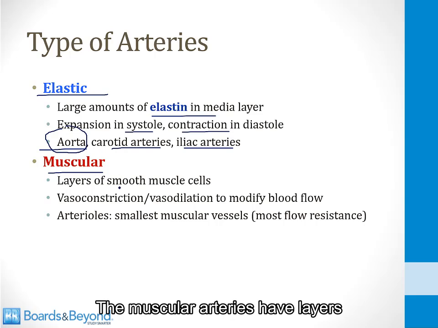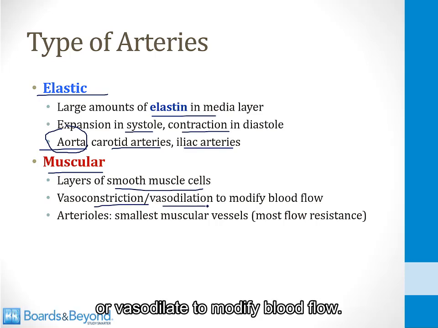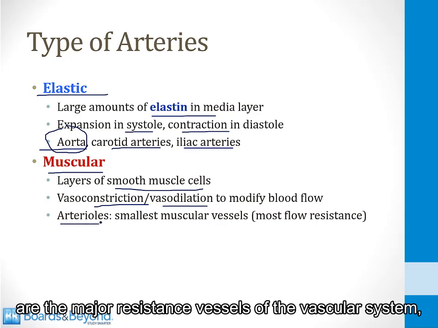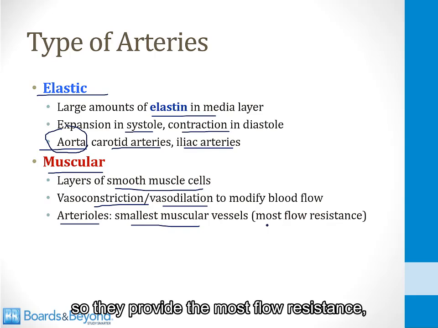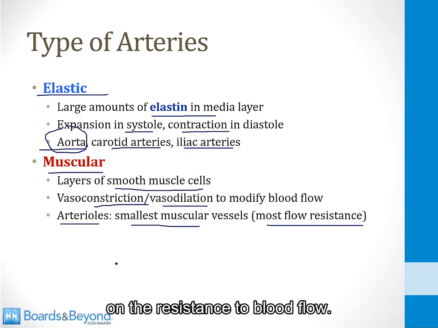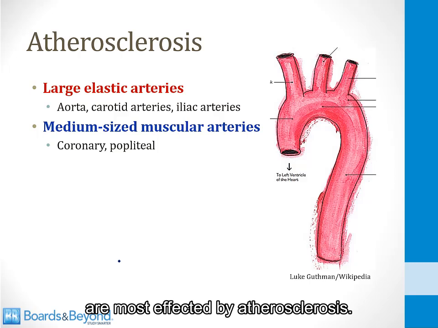The muscular arteries have layers of smooth muscle cell around them, and these are the types of arteries that will vasoconstrict or vasodilate to modify blood flow. And you may know that the arterioles are the major resistance vessels of the vascular system, and that's because they are the smallest muscular vessels, so they provide the most flow resistance, and therefore when the arterioles constrict or dilate, this has the greatest impact on the resistance to blood flow. So if you understand all that, then it's easy to understand which vessels are most affected by atherosclerosis.